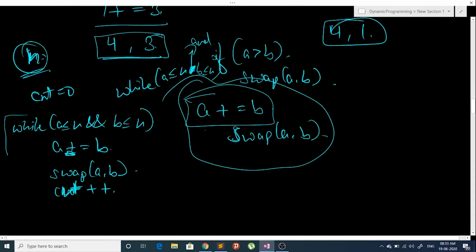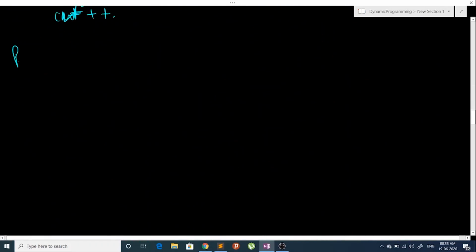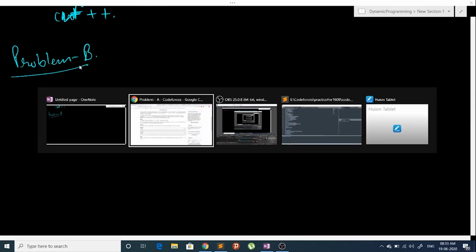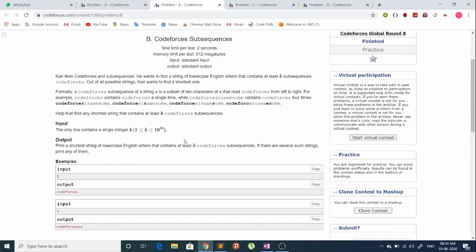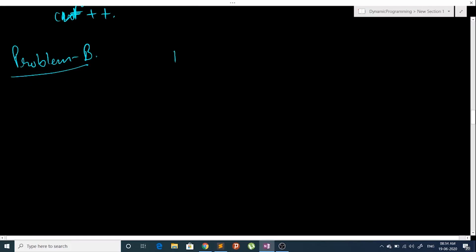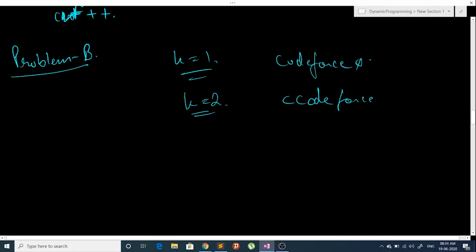Now let's see problem B. In problem B, we are given a number k and we have to form at least k codeforces subsequences with the shortest string possible. So for example, if k equals 1, then our shortest string would be simply codeforces, and if k equals 2, it can be anything, but let's take this.